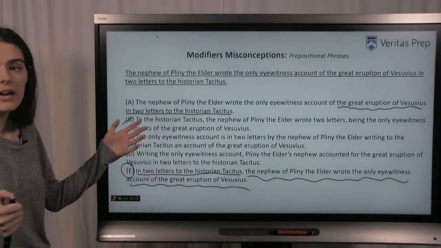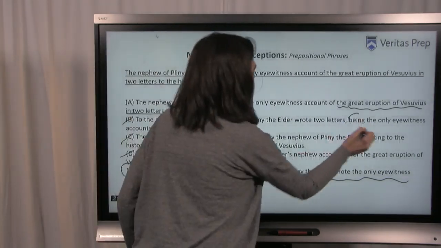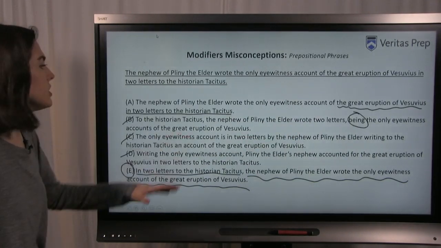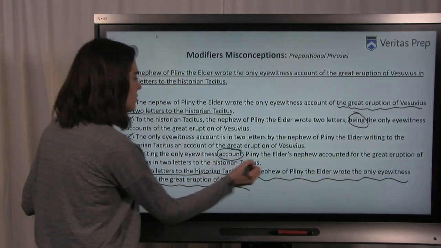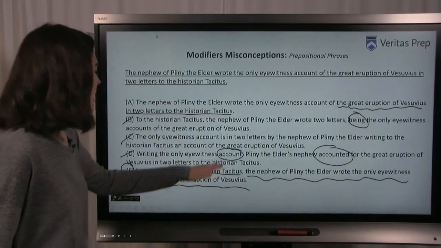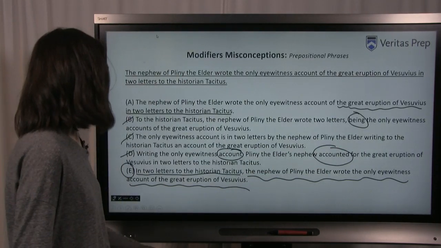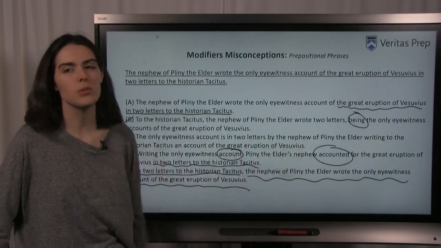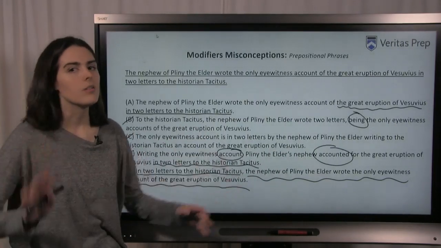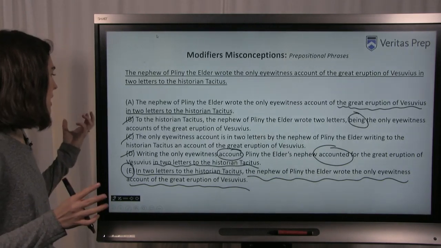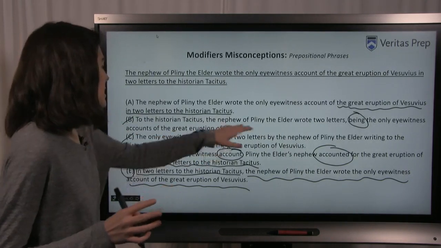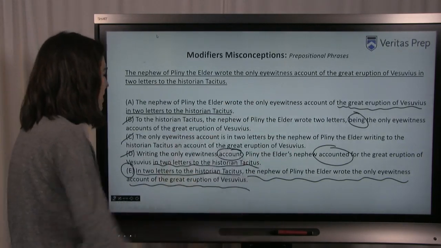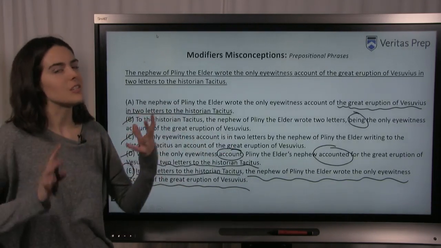Yeah, in the chat, Viplov, being we're not huge fans of, so we're kind of skeptical of this one. D, this one is a little bit repetitive because we've got account and then accounted for, writing the only eyewitness account, the nephew accounted for the eruption, and then again, we have in two letters to the historian where it maybe could describe the great eruption of Vesuvius. Right? Not quite clear. And then C, kind of the same thing. The only eyewitness account is in two letters by the nephew, writing to the historian Tacitus an account. The ordering is just a little bit goofy.